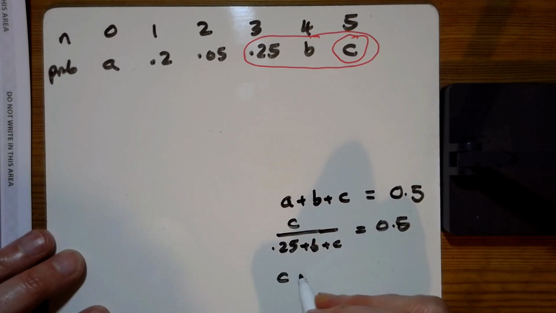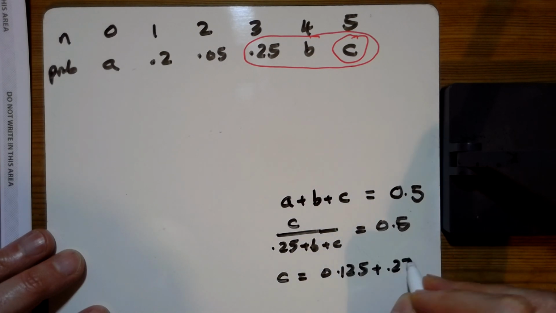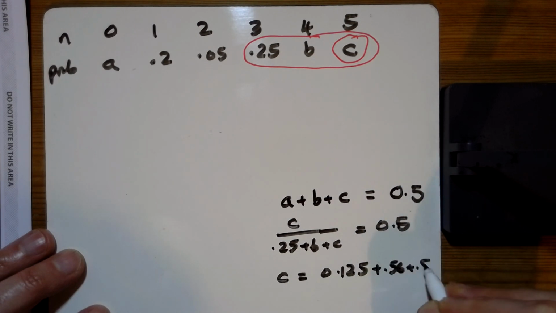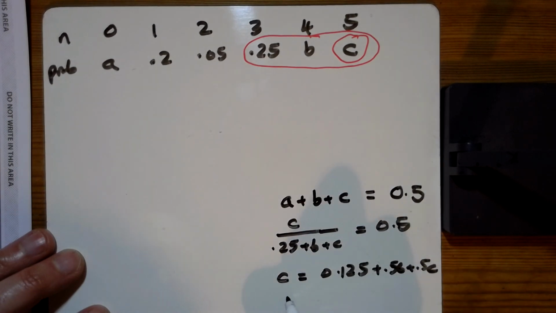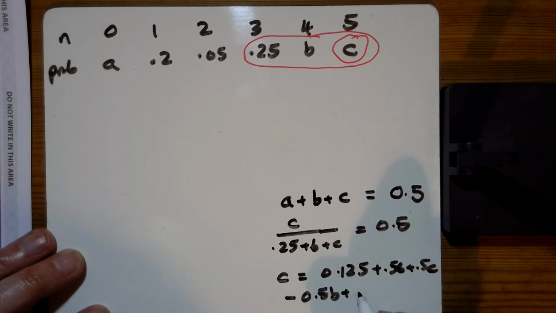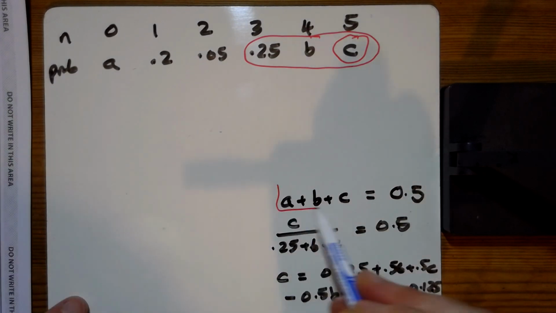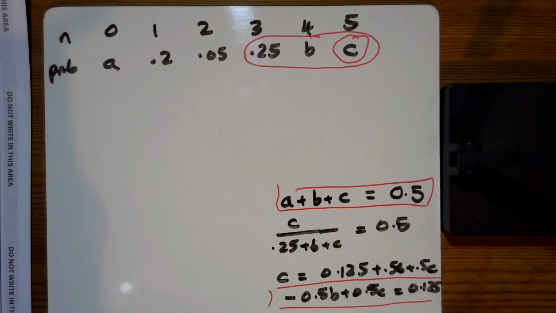So tidying that up, we're going to get C equals 0.125 plus 0.5b plus 0.5c. And if I put it all on one side, we're going to get minus 0.5b plus 0.5c equals 0.125. So look, here's 2 bits of the simultaneous equations to start with. There's one, there's the next one, and the third one.